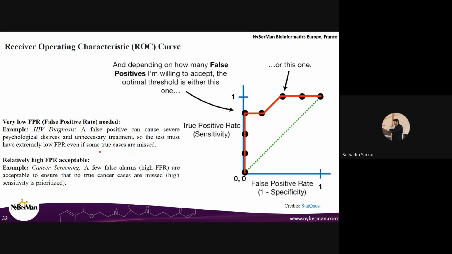Okay, so for example, if you need your model to have a very low false positive rate, for example, an HIV diagnosis, right? If there is a false positive and I tell a person who actually does not have HIV that they have HIV, it can cause severe psychological distress and unnecessary treatment, right? So the test must have an extremely low FPR, even if some true cases are missed. I don't want to raise any false alarms. So in such a scenario where I need a very low FPR, I need to choose the threshold at which my FPR value is lower, which in this case would be this one, right?